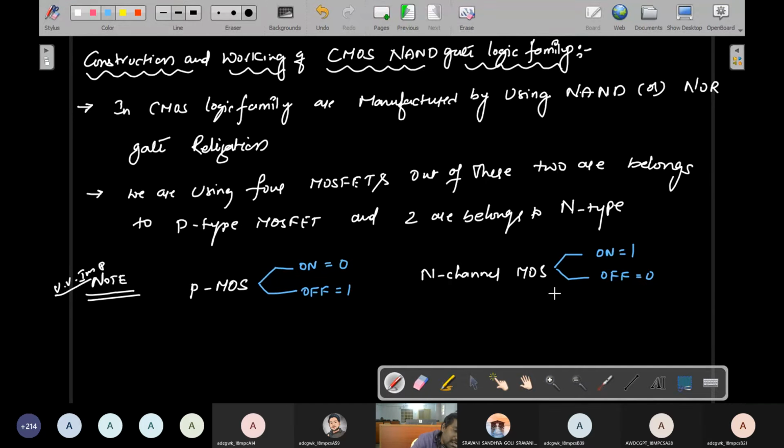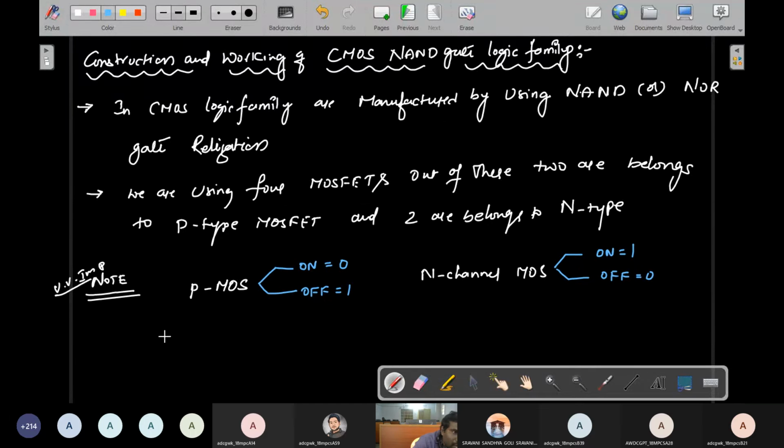But in case of N channel MOSFET, if 0 is given to the N channel MOS logic family, then it is going to be deactivated. If you give a high value to this N channel MOSFET, then it is on condition. That is, it is going to be activated. On means conduction, and off means cutoff.